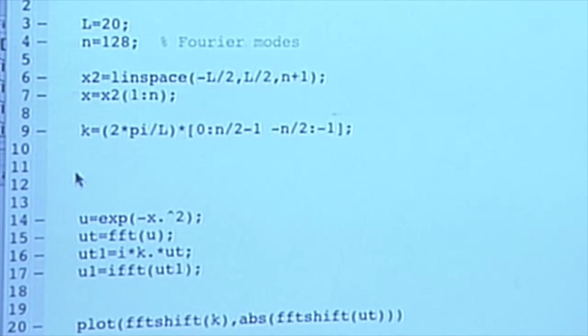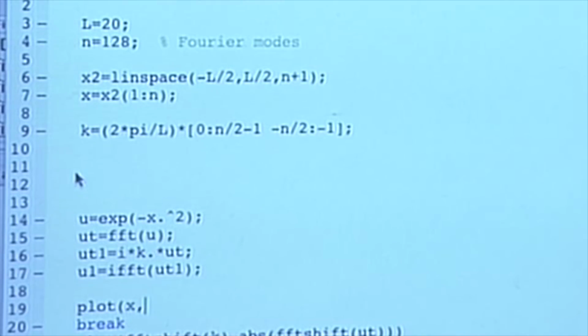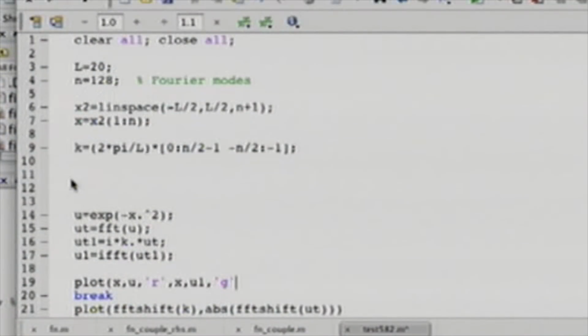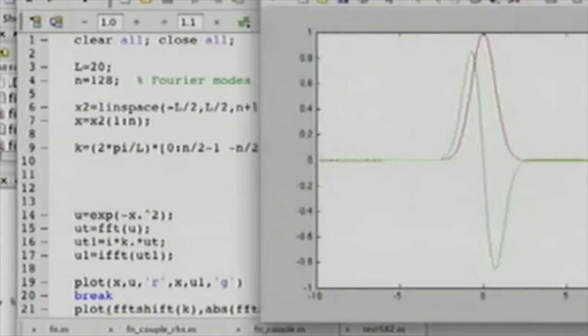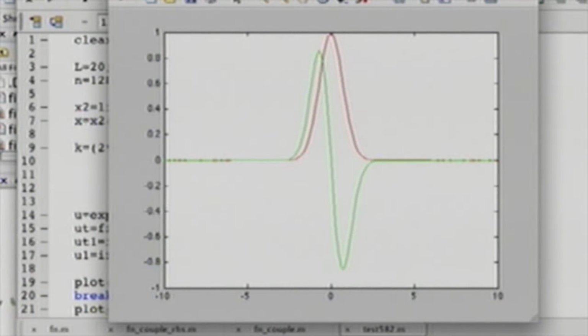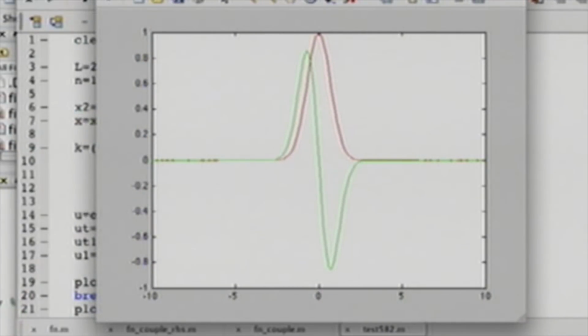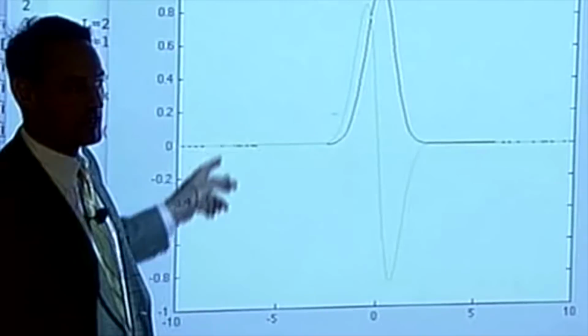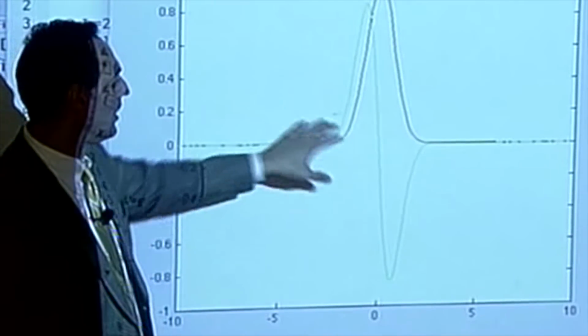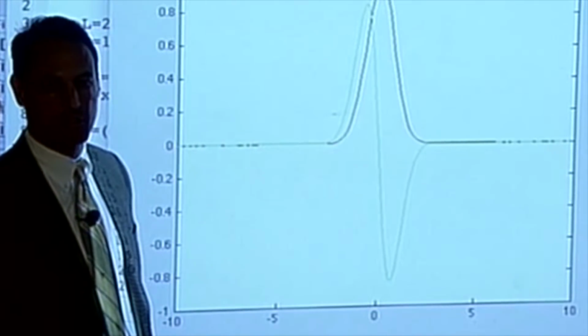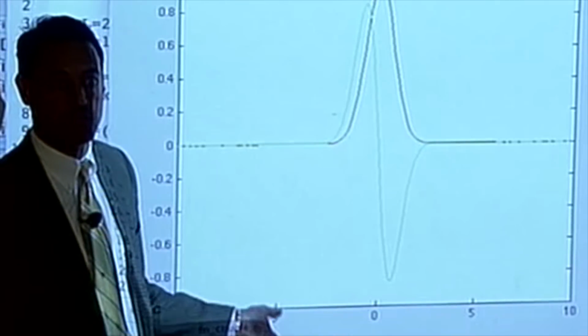So now what I could do is plot x versus u, which is the function, in red, and plot x versus the first derivative in green. And there they are, the function and its derivative. By the way, if your boundary conditions are such that you can use the FFT, this will be the most accurate numerical calculation of a derivative that you can do.